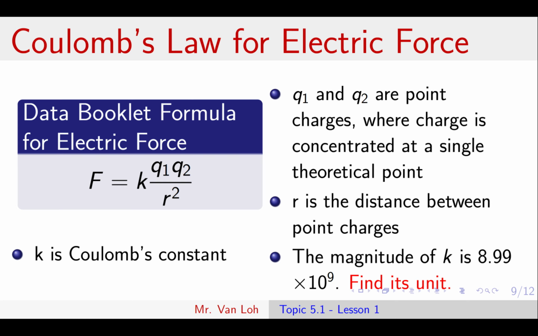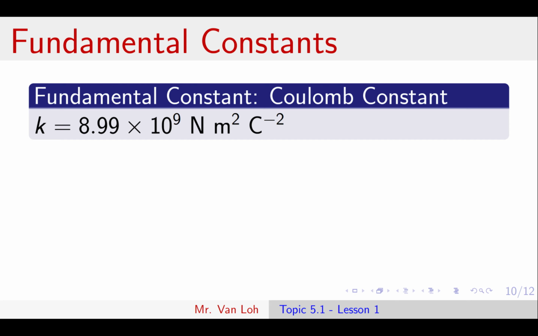All right, so the magnitude of Coulomb's constant is 8.99 times 10 to the 9 blank. I would like you to pause the video now and find its unit. Nice work, you did it. Okay, so there it is. The Coulomb constant, k, is equal to 8.99 times 10 to the 9 newton meters squared per coulomb squared.